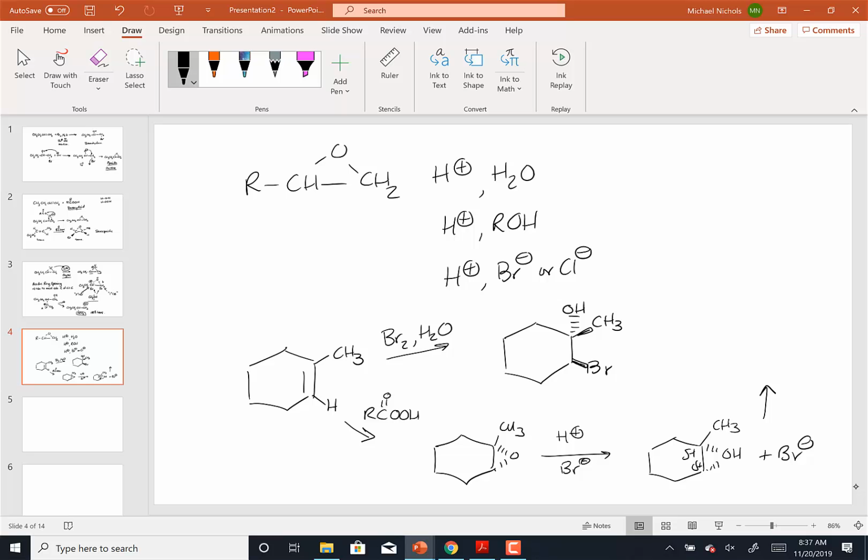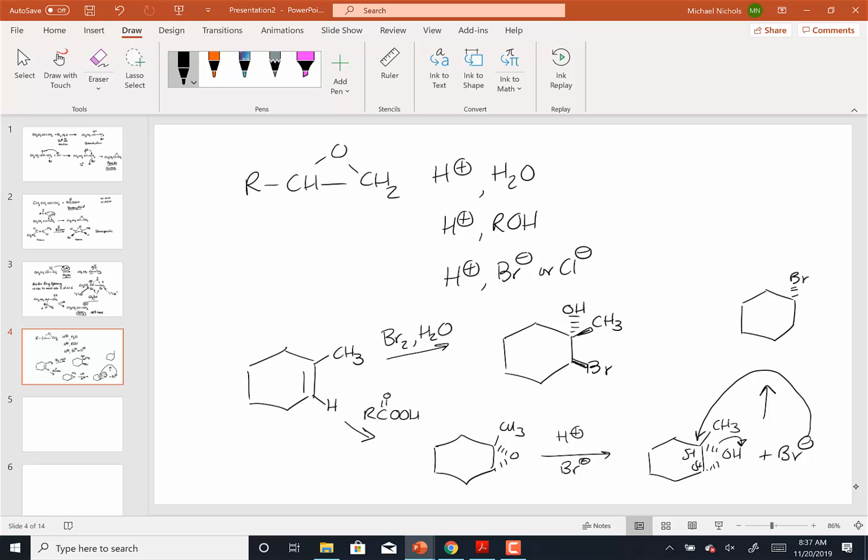Which carbon's that going to be? The most substituted carbon, is it at the top or is it the bottom? Top. So the Br minus is going to come in. It's going to add to that carbon. Then your OH swings over. And what did I just make?